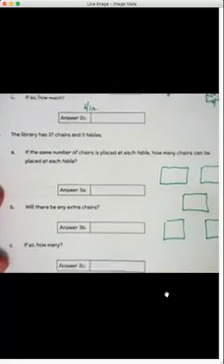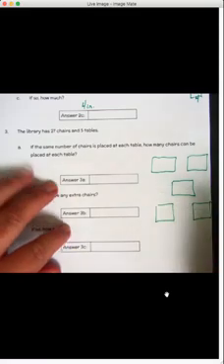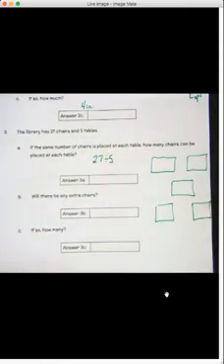Let's move to the next problem. Number 3 says a library has 27 chairs and 5 tables. I drew our 5 tables here. 1, 2, 3, 4, 5. If the same number of chairs is placed at each table, how many chairs can be placed at each table? So we've got to take 27 chairs and divide it into 5. 27 divided by 5. So we're going to draw a picture here, okay?